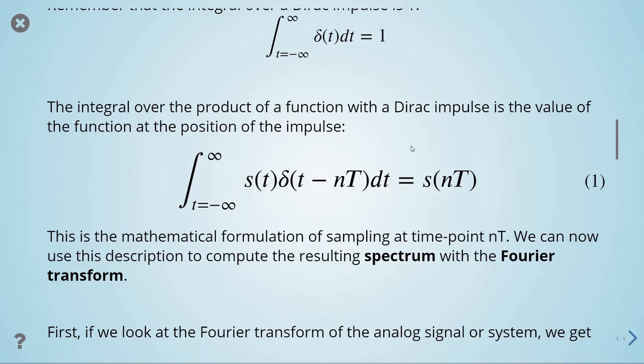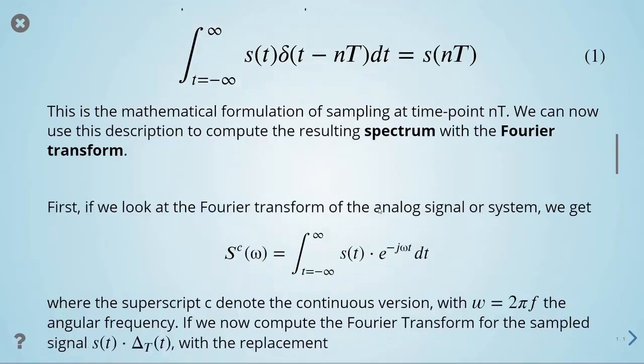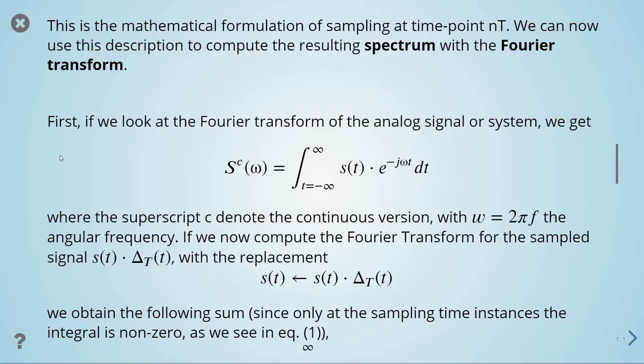We can now use this description to compute the resulting spectrum with the Fourier transform. First, if we look at the Fourier transform of the analog signal, we get this equation here. There is this integral going from minus infinity to infinity of our analog signal, times the exponential to the power of minus j omega t. Here the superscript c denotes the continuous version, and omega is equal to 2 pi times frequency, the angular frequency.